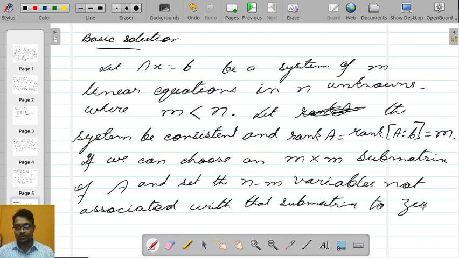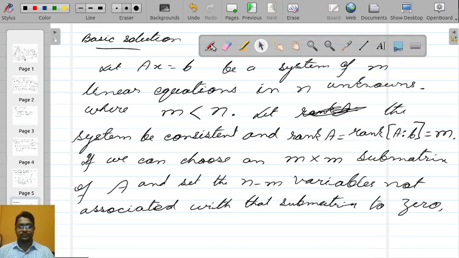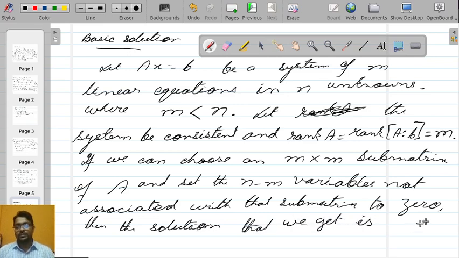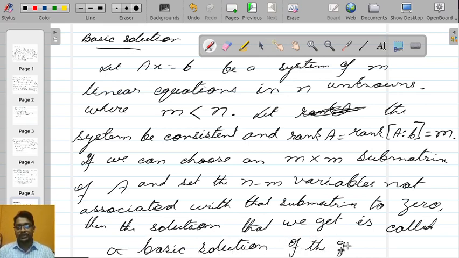to 0. Okay, so if we can choose an m by m submatrix of A and set the n minus m variables not associated with that submatrix to 0, then the solution that we get is called a basic solution of the given system.